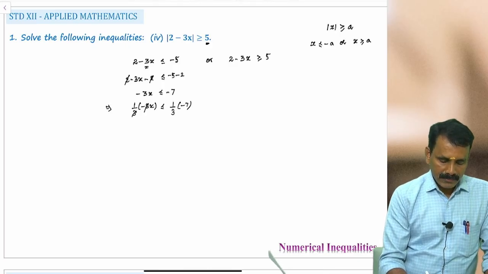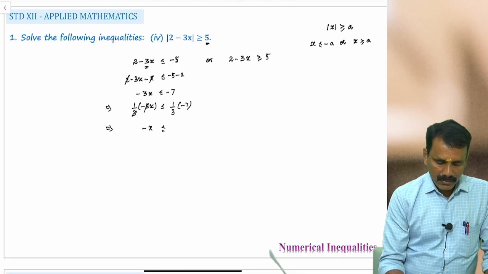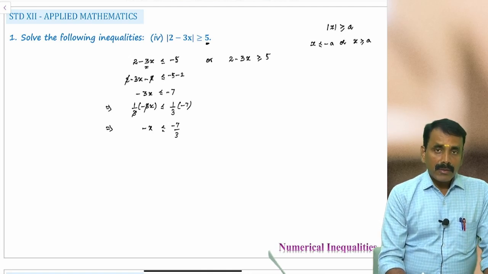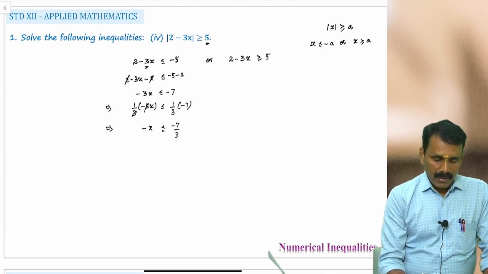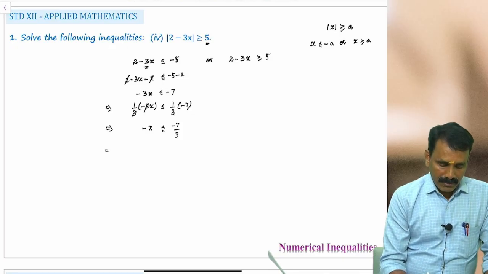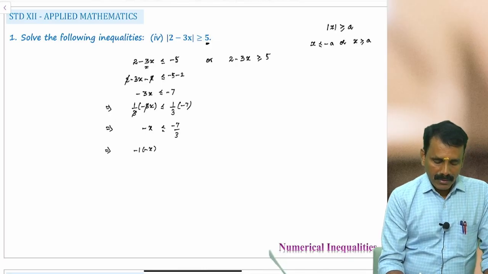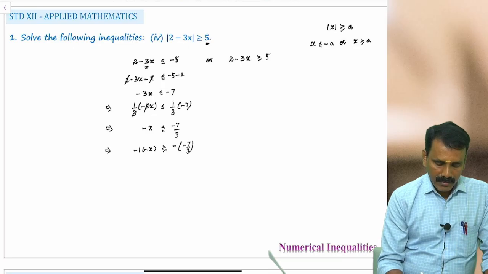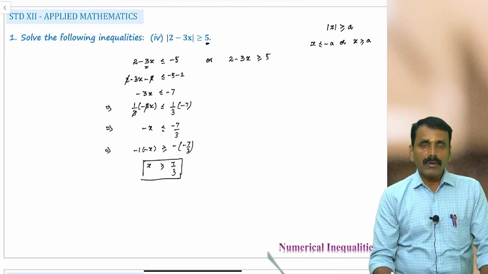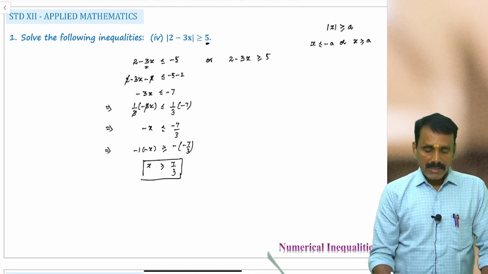So, 3 cancel here. So, which implies minus x less than or equal to minus 7 by 3. So, we have to remove that negative symbol which appears with x. So, we multiply with minus 1. So, minus 1 into minus x. Whenever we multiply by a negative number, the inequality gets reversed, greater than or equal to minus of minus 7 by 3. So, we get x greater than or equal to 7 by 3. Now, come to the second inequality, 2 minus 3x greater than or equal to 5.